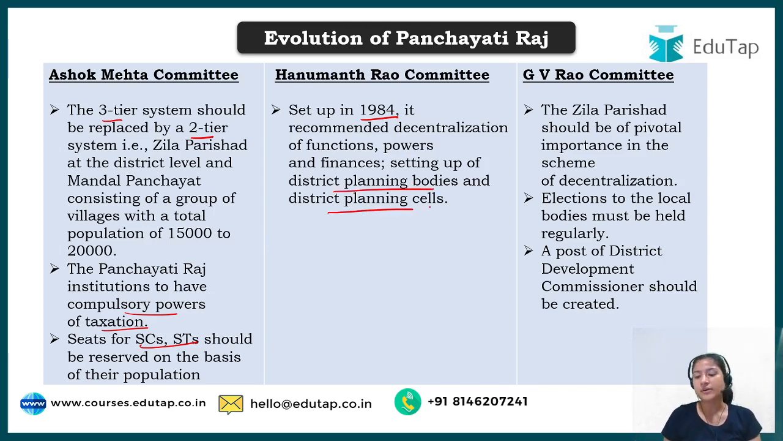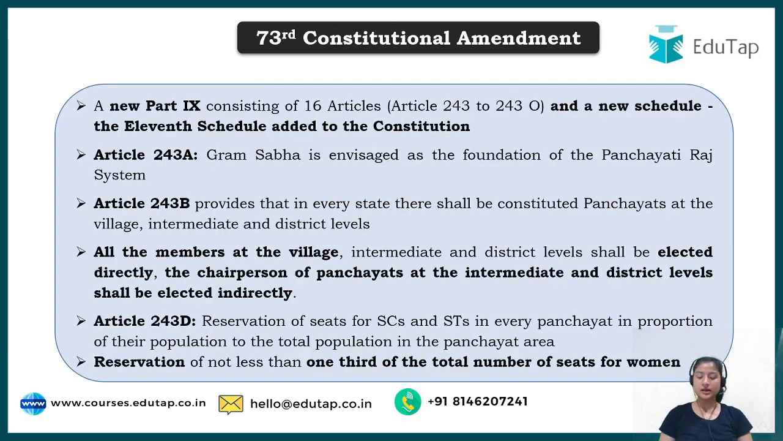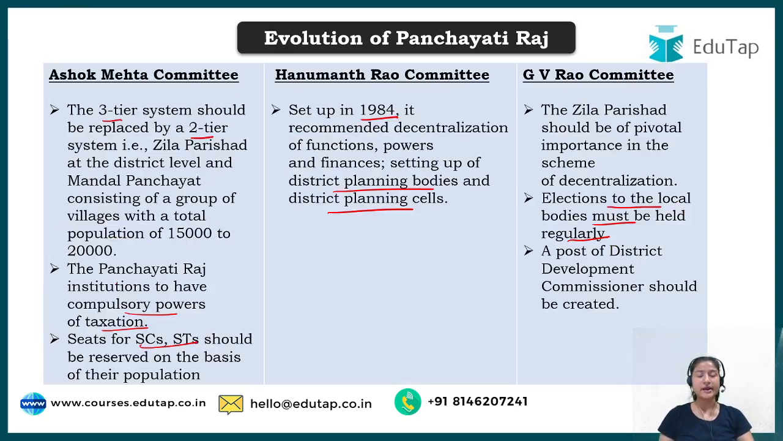And the GVK Rao committee gave its own suggestions, such as that elections to the local bodies must be held regularly, because there was irregularity in the elections. So these are some of the features that existed. The important one is the Balwant Rai Mehta committee.